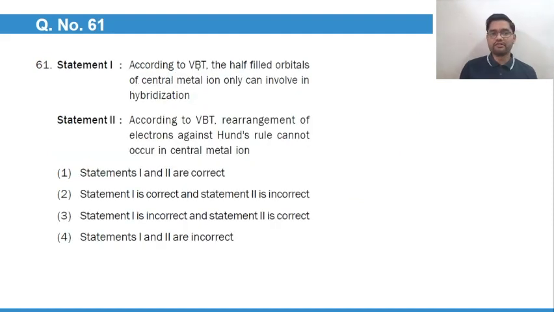61. According to VBT, the half-filled orbitals of the central atom or ion only can be involved in hybridization. That is false. According to VBT, rearrangement of electrons against Hund's rule cannot occur in the central metal ion. That is also false, because in the presence of strong field ligand and weak field ligand, it will not obey Hund's rule. So both statements are wrong. So we'll go with option number 4.